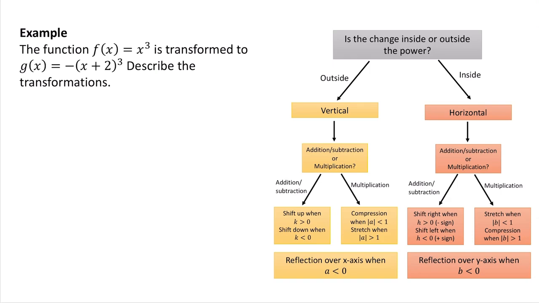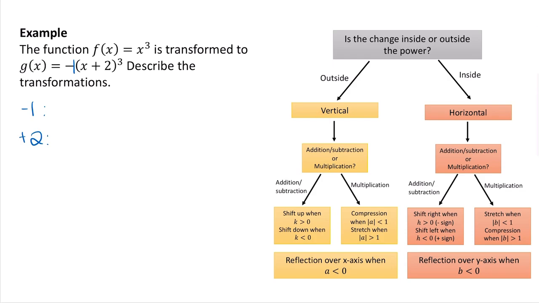The function f of x equals x cubed is transformed to negative x plus 2 cubed. Let's describe the transformations. We have this negative in front, and if you want to, you can think of it like a negative 1. And we also have this plus 2 right here. The negative 1 is on the outside, right? So that's going to be a vertical transformation.